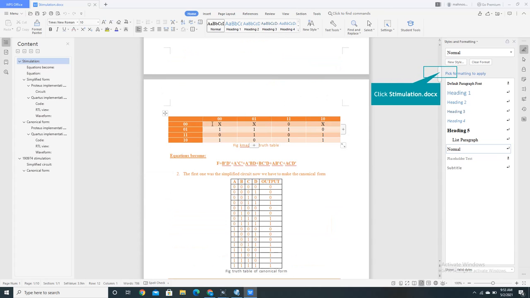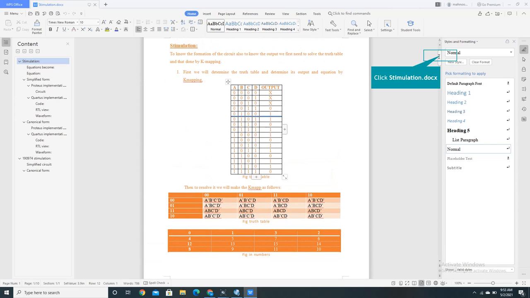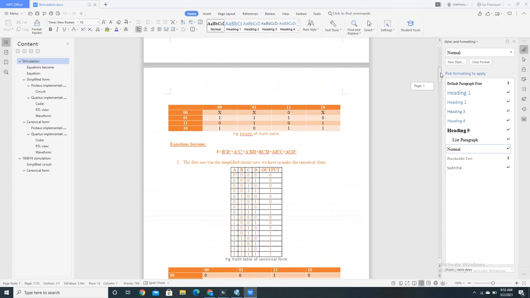Now I've created a simplified form of this, whose truth table has also been given. We have taken a pattern of 0, 1, 1, 0, 1, 1, 0, 1, 1, 0, with 8 inputs of high logic and the rest low logic. So what would be the K-map form?